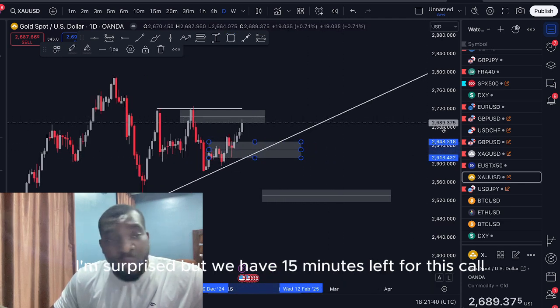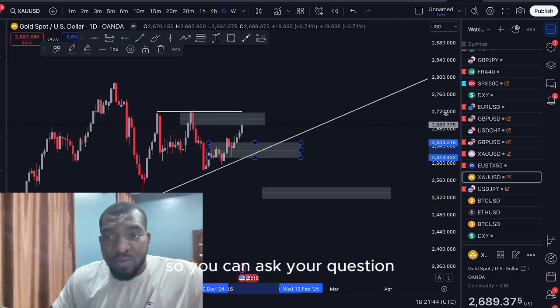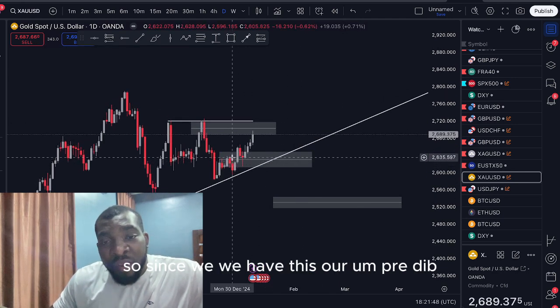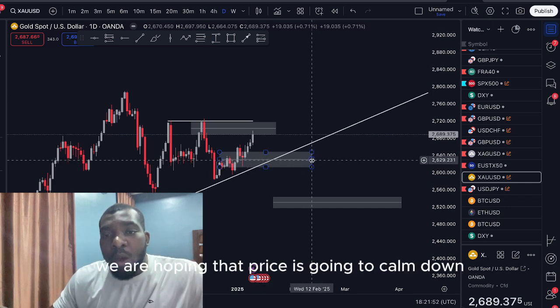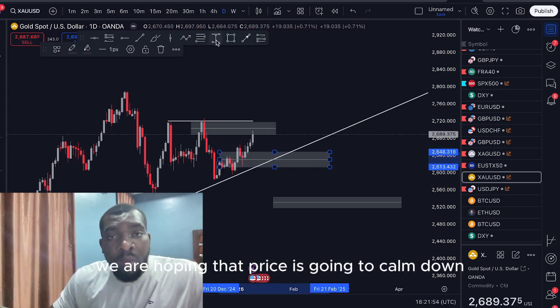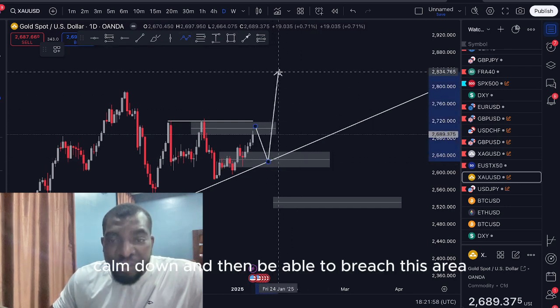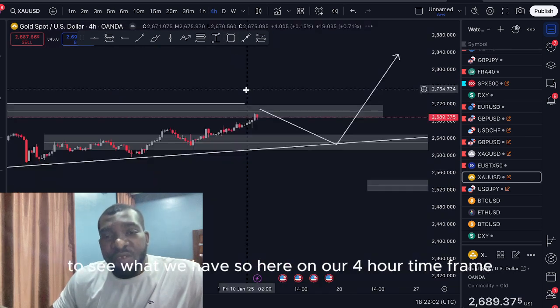And because we have 15 minutes left for this call, I'll just hurry this one so you can ask your questions. So since we have the most recent demand that we are having, we are hoping that price is going to come down to this area, react off this area, come down, and then be able to breach this area to continue upward. But then we'll go to our 4-hour time frame to see what we have.